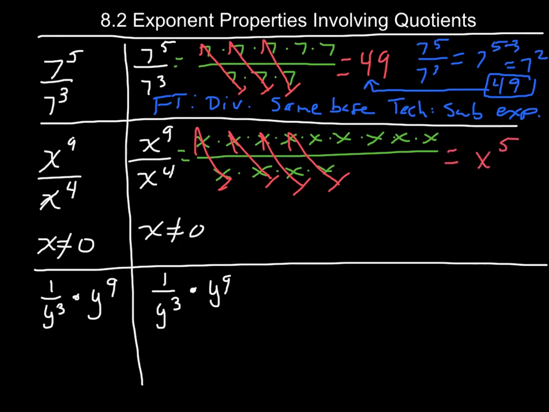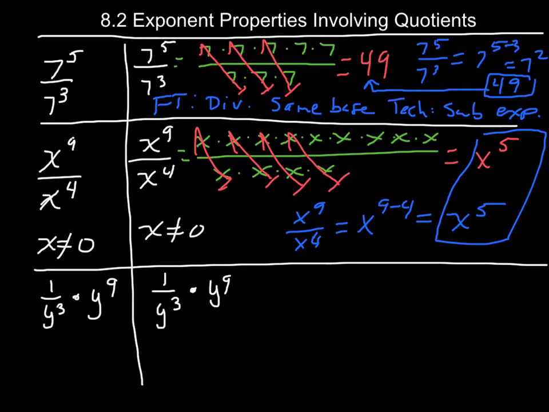Now if we use the property, that would be x to the 9th over x to the 4th, which is equal to x to the 9 minus 4, which is equal to x to the 5th. Okay, so we see that we in fact do get the same solution both ways we do it.